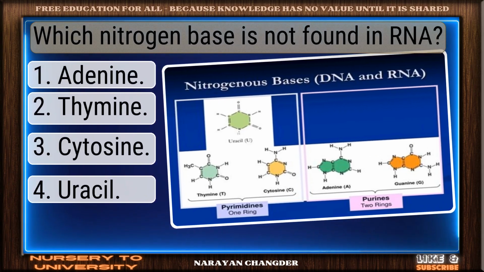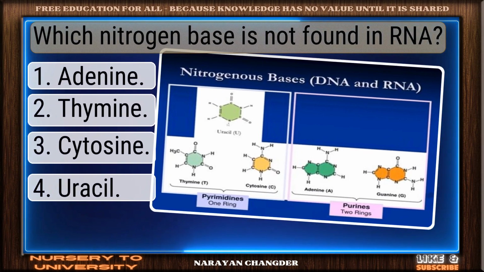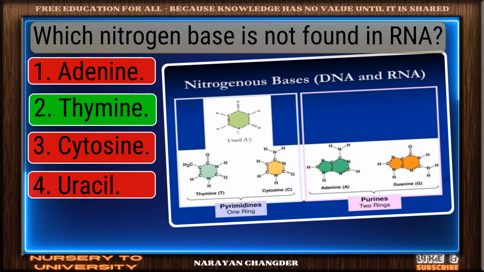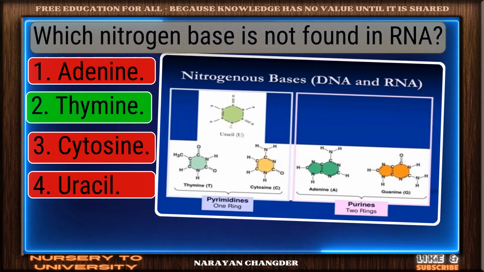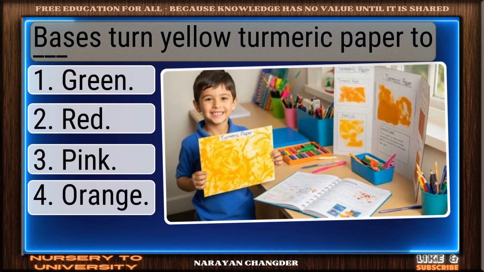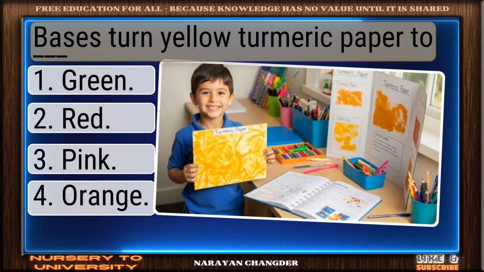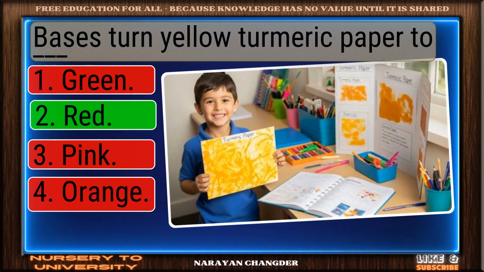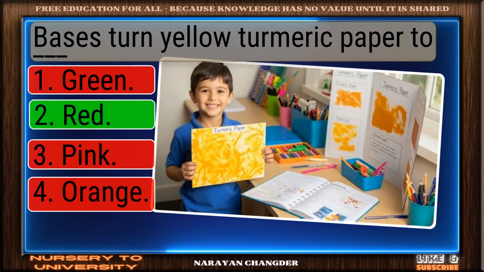Question number 27. Which nitrogen base is not found in RNA? Smart pick. Thymine is the correct choice. Question number 28. Bases turn yellow turmeric paper to dash. Smart move. Red is an accurate answer.